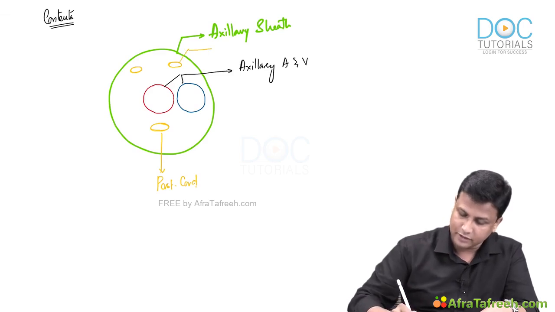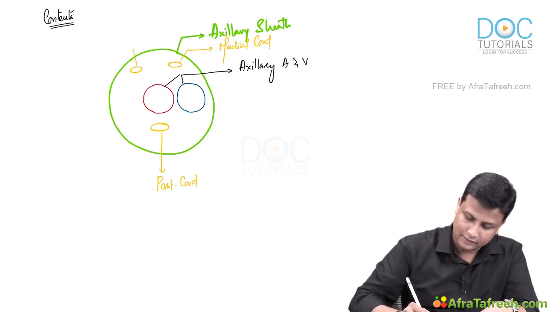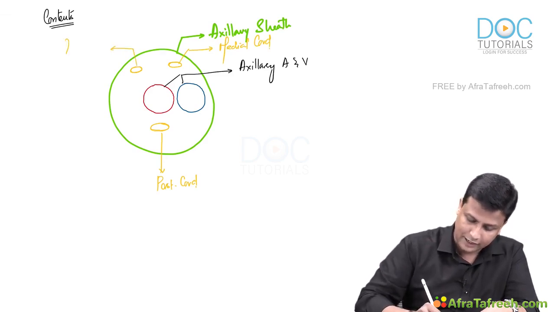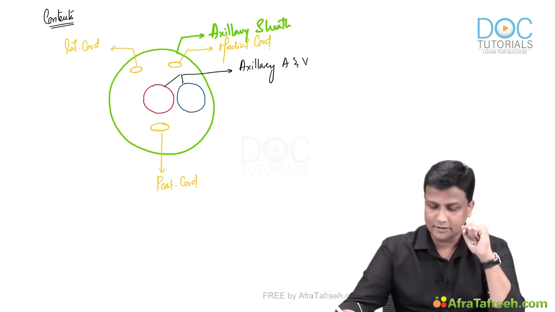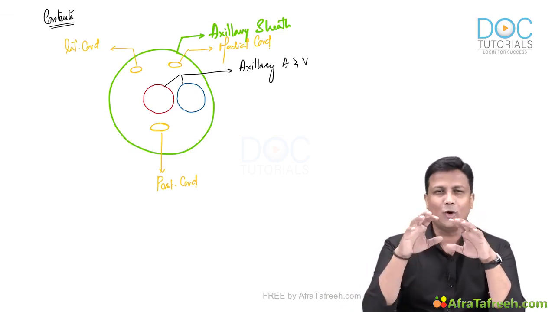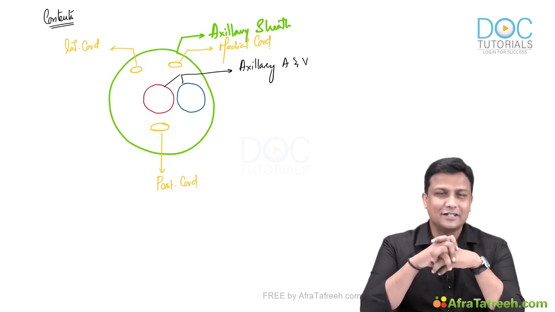This one here will be the medial cord, and this one here will be the lateral cord. So there will be a posterior cord, then the medial cord and the lateral cord. There are three cords of the brachial plexus arranged with respect to the axillary artery, guys. That's all. That makes all the contents of the axilla very much easier, guys.